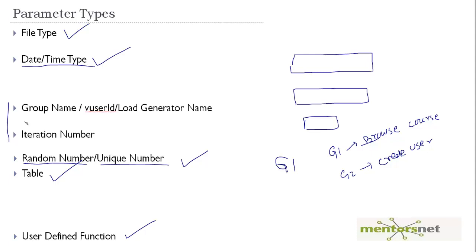So with this, I think we have a very good idea about parameter types and what kind of things we'll use.